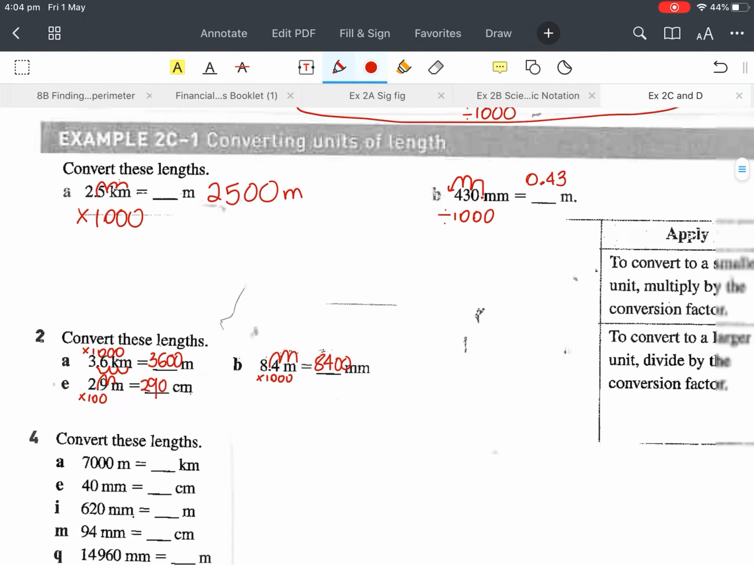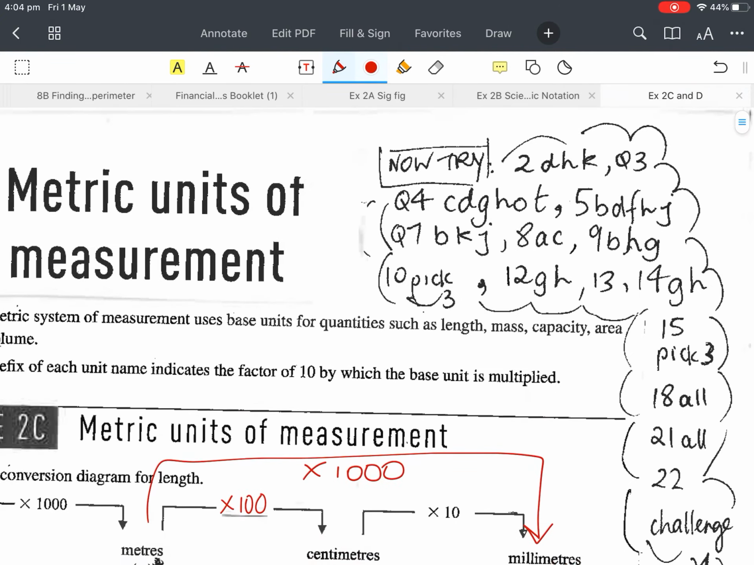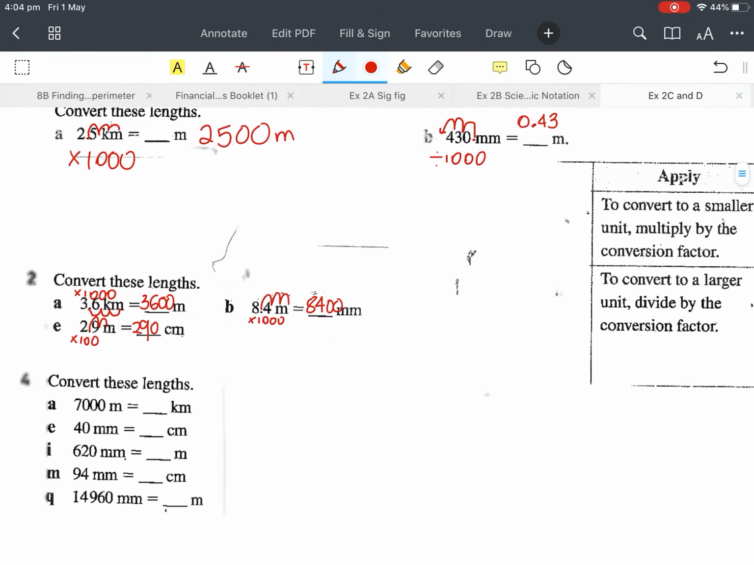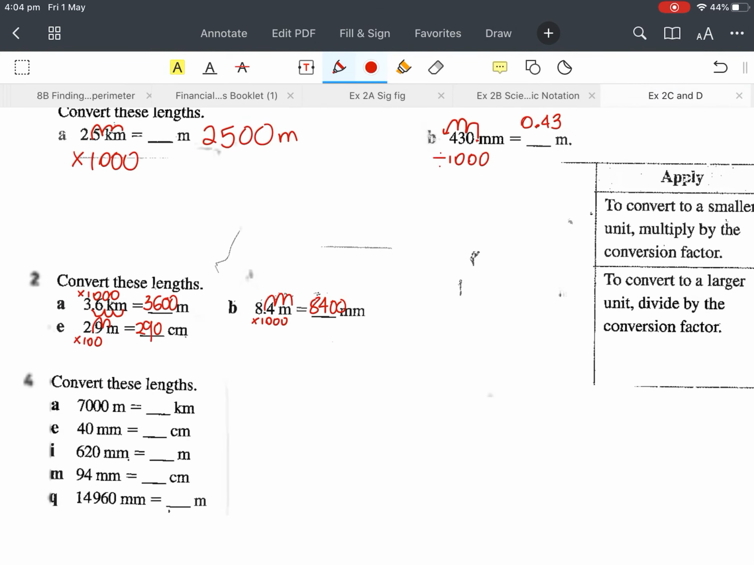Now, if you feel confident with these, you don't have to go and do all of these, okay? Just do the ones that you're not confident with. Remember, practice makes perfect. Convert these lengths. Metres to kilometres. Let's see if I can do these ones off the top of my head.